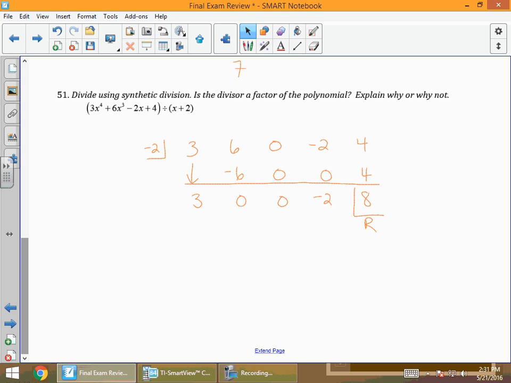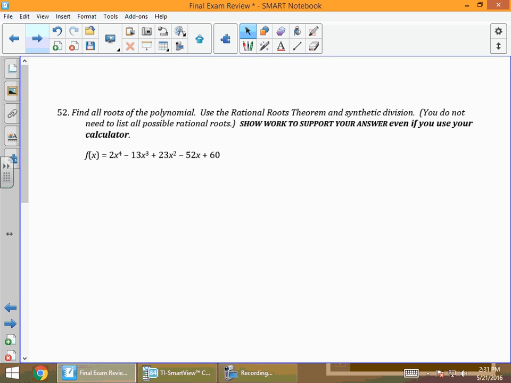Now, since I started at x to the 4th, this will be my x to the 3rd term. This will be my x squared. This will be my x. This will be my constant. So when I write my answer, 3x to the 3rd plus no x squared plus no x minus 2. And then the remainder is 8. So 8 goes over top of x plus 2. That is synthetic division.